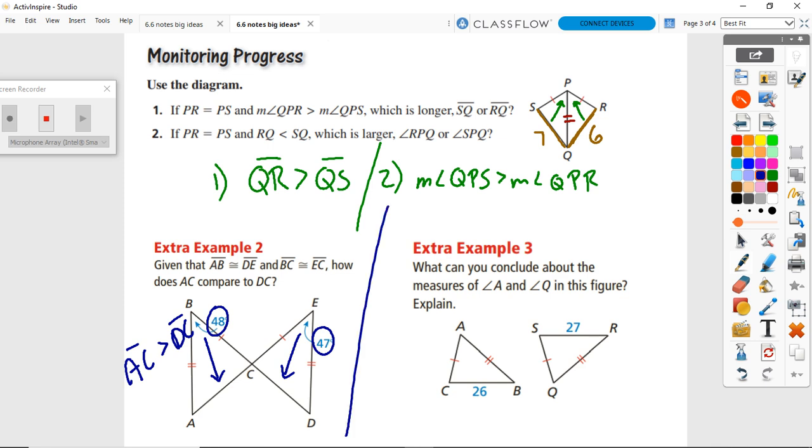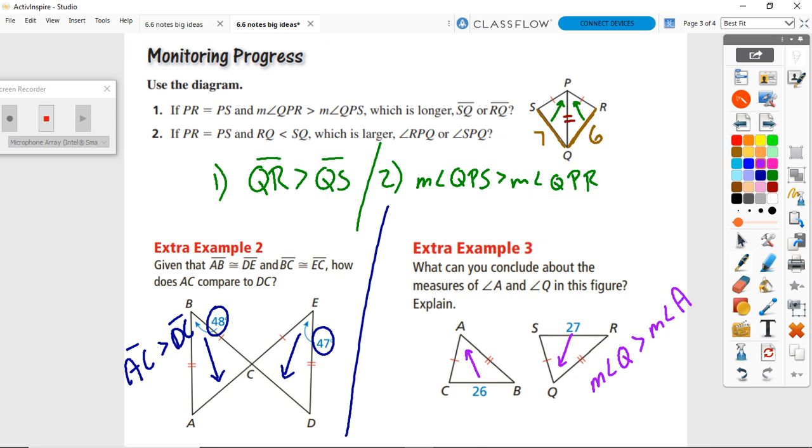All right, and this one. We got 27. The angle that is creating 27 is going to be greater than the angle that creates 26. So the measure of angle Q will be greater than the measure of angle A. So again, we can't really tell exactly what those angle measures are, but we can compare them to each other. So there you go.